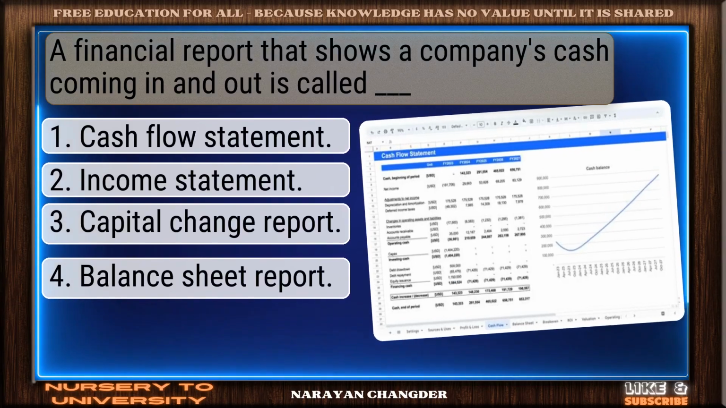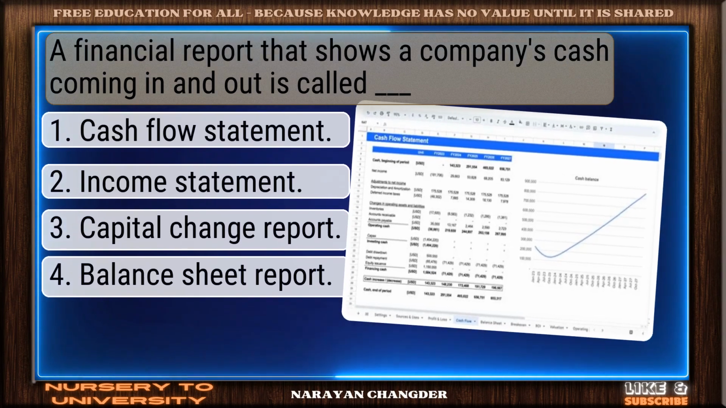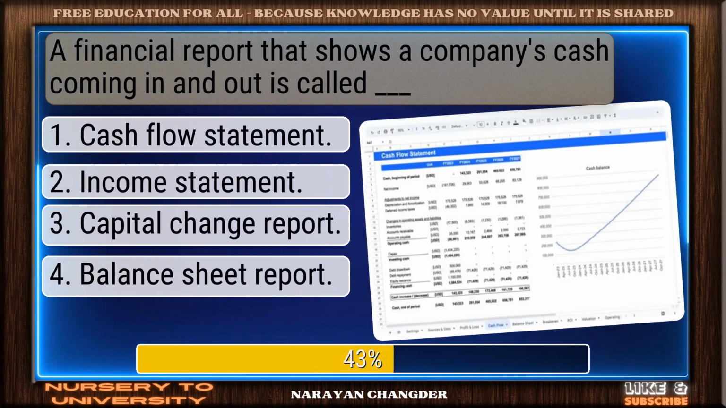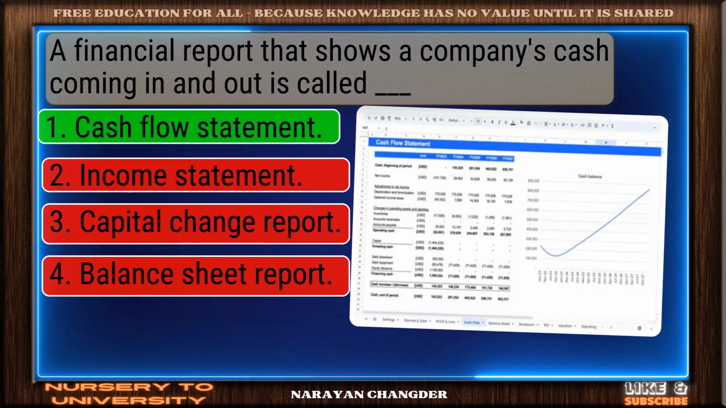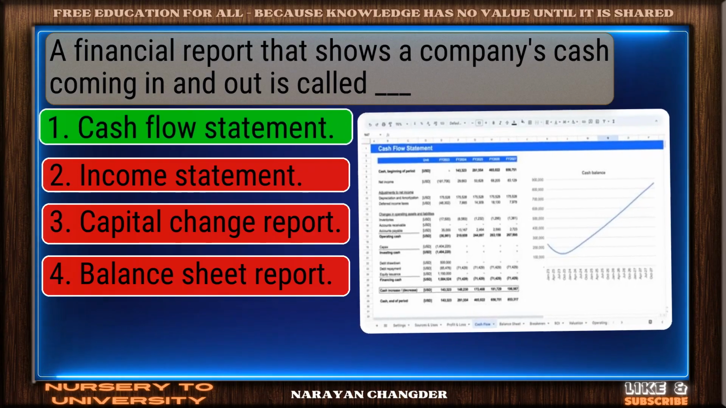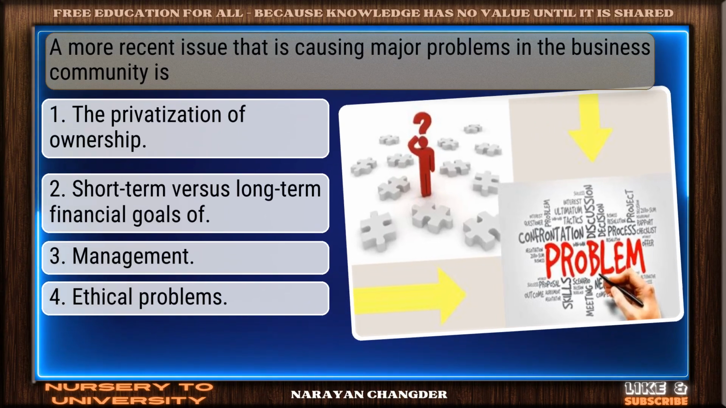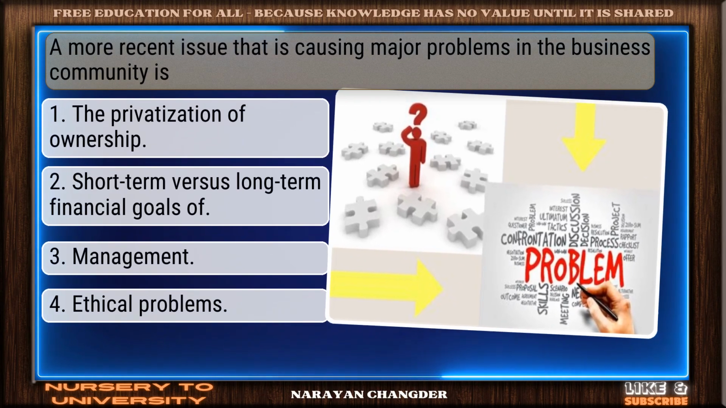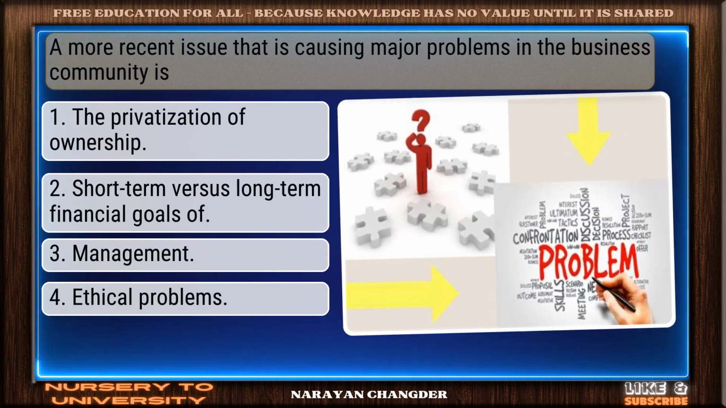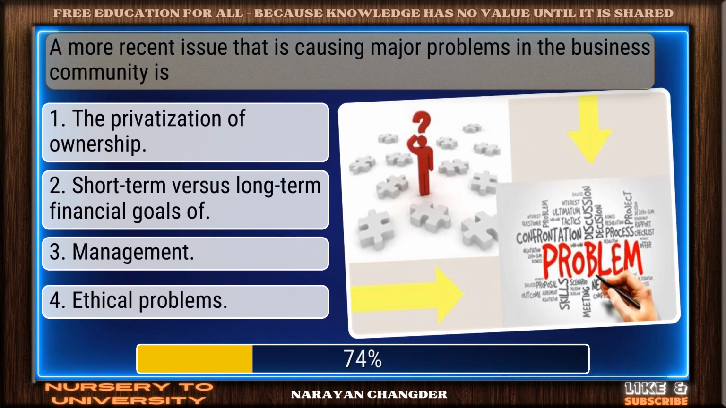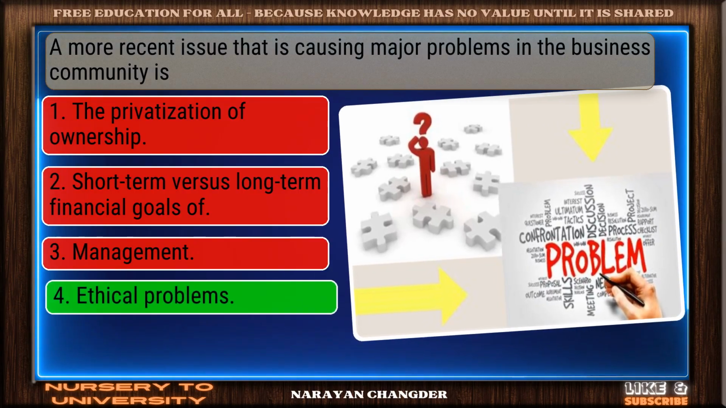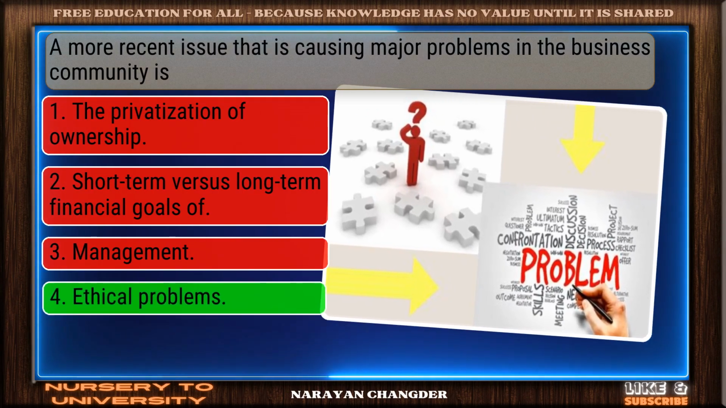A financial report that shows a company's cash coming in and out is called dash. Well reasoned. Cash flow statement is the correct choice. A more recent issue that is causing major problems in the business community is. Right again. Ethical problems is a valid answer.